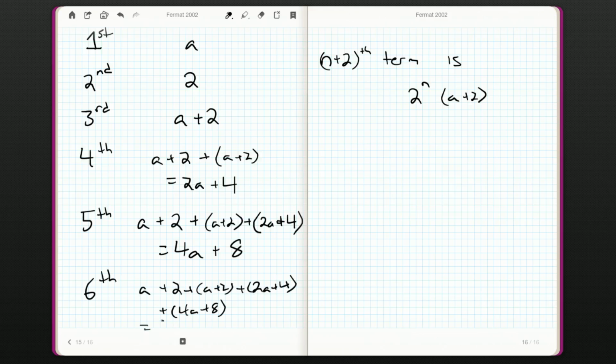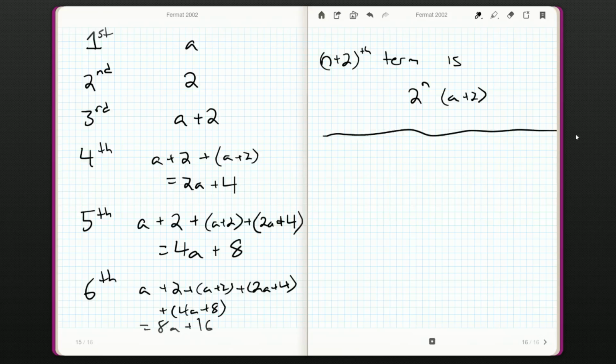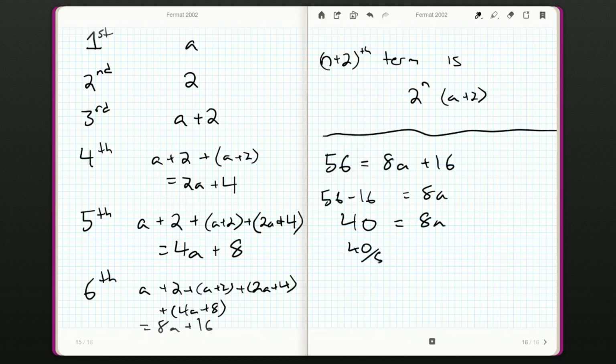See, we have 8 A's, and 2 plus 2 is 4, plus 4 is 8, plus 8 is 16. And we know that that's going to be equal to 56. So 56 is equal to 8A plus 16. Well, let's solve for A. So bring the 16 over to the other side. 56 minus 16, that's just going to be 40. 40 is equal to 8A. Well, 40 divided by 8 had better be equal to A. So 5 is going to be equal to A.